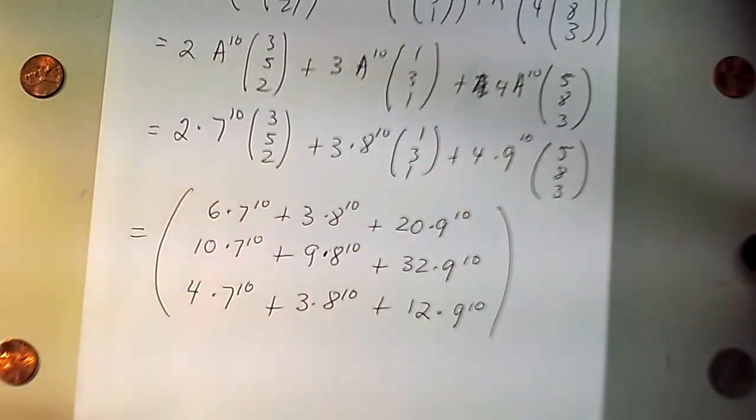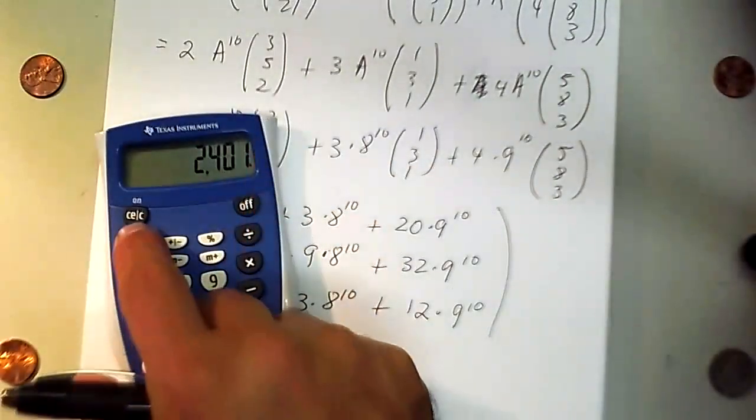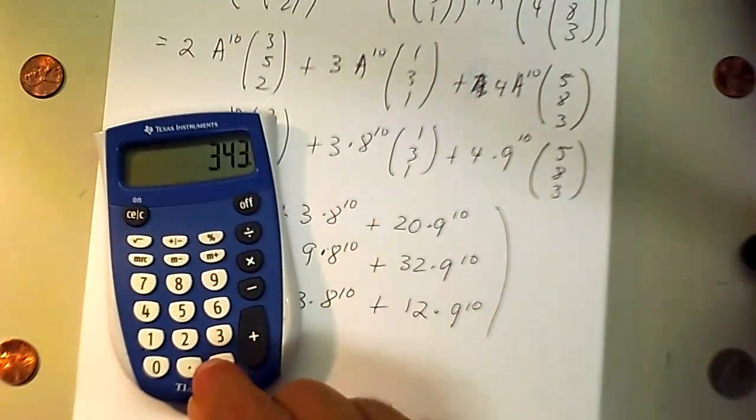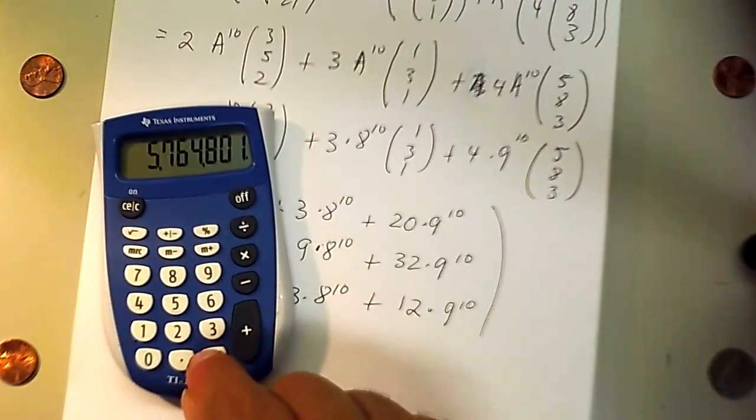7 to the 10, I don't know if this calculator will handle it. 7 times, so that's 2, 3, 4, 5, 6, 7, 8, 9, 10.